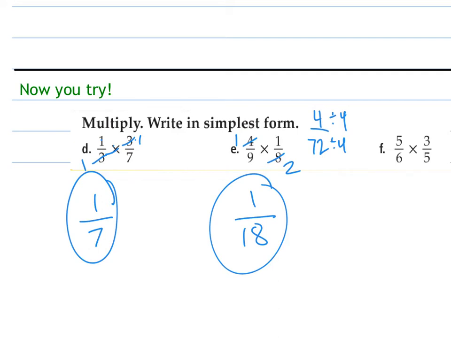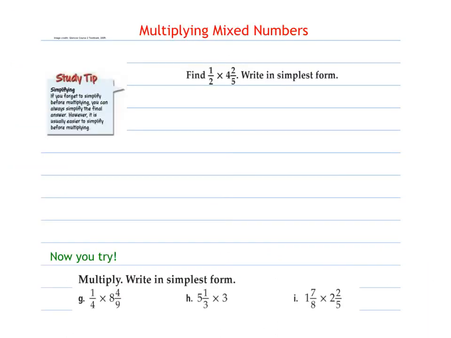Next one, the 5s. I know I can divide both of these by 5, which is 1. And the 3 and 6, I can divide both of those by 3. 3 divided by 3 is 1. 6 divided by 3 is 2. So now I can multiply 1 times 1, which is 1. And 2 times 1 is 2. 1/2, already in simplest form, instead of simplifying at the end.